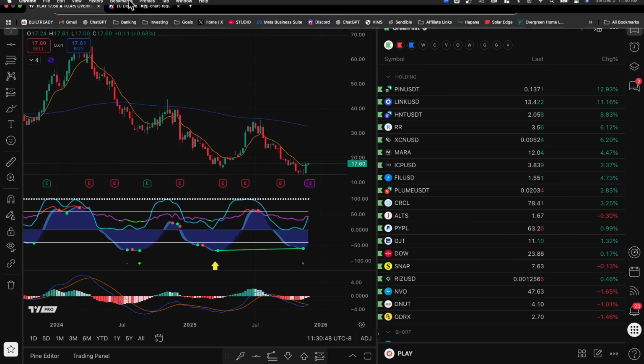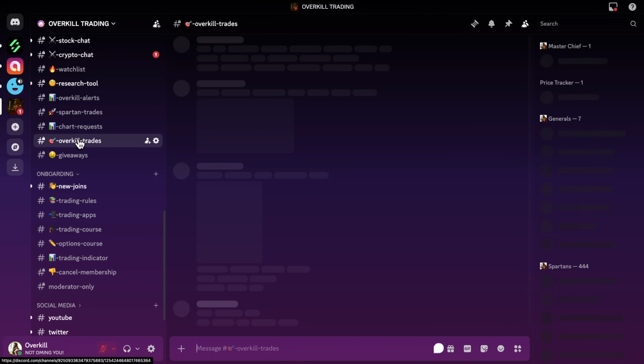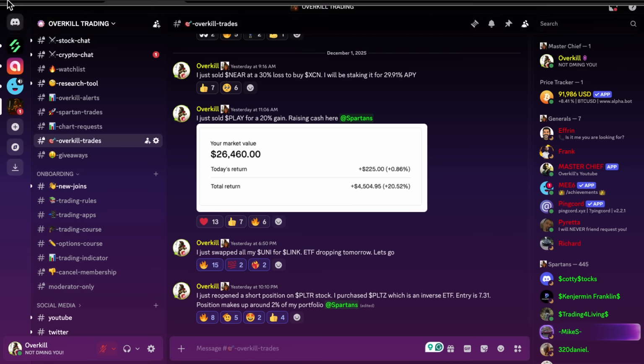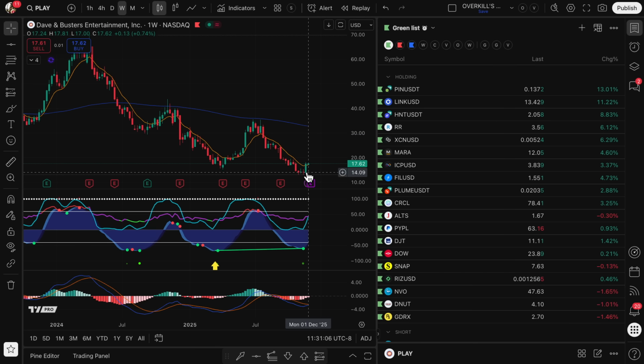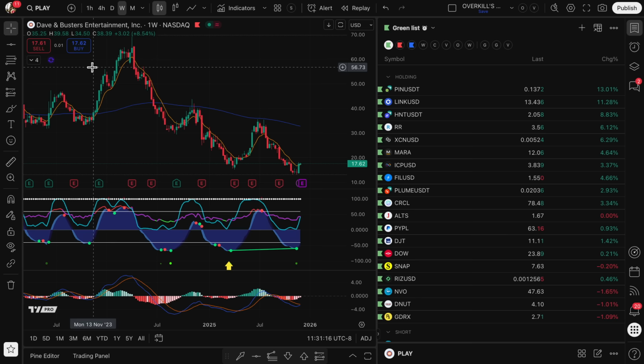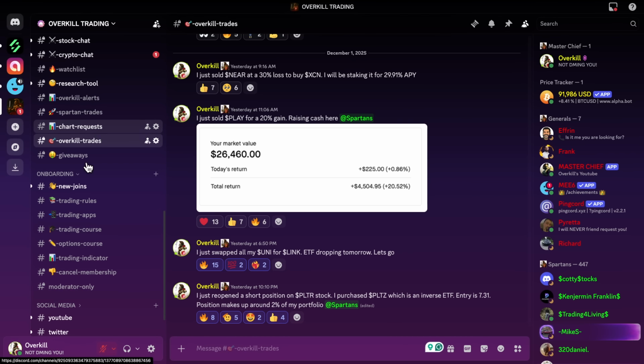But I did take profits on that one, and I call out all my trades for you guys over here in the Overkill trade section as well. You can see I shorted PLTR yesterday, and I swapped all my UNI for Link last night. Link's ETF dropped today. Here was the play. I sold it for a 20% gain. So I just saw that signal, took the signal. Like I said, I think this thing could have some more room to go. You could wait till that stochastic gets back up closer to the white dotted line there. I think it'll probably top anywhere from 20 to 30. This thing has pretty good swings too, but their earnings are not great, and I don't know about the entertainment industry these days.